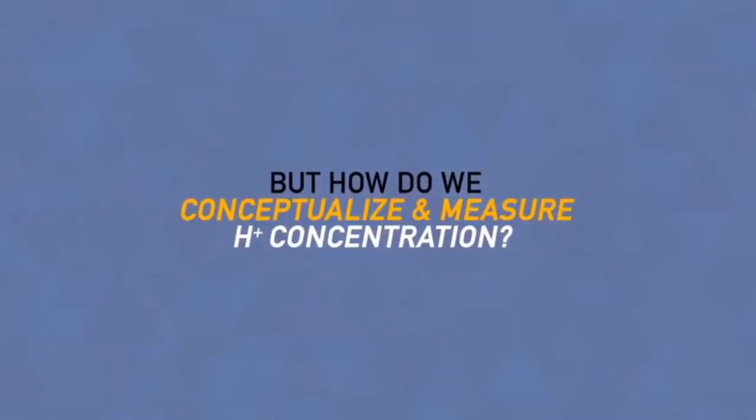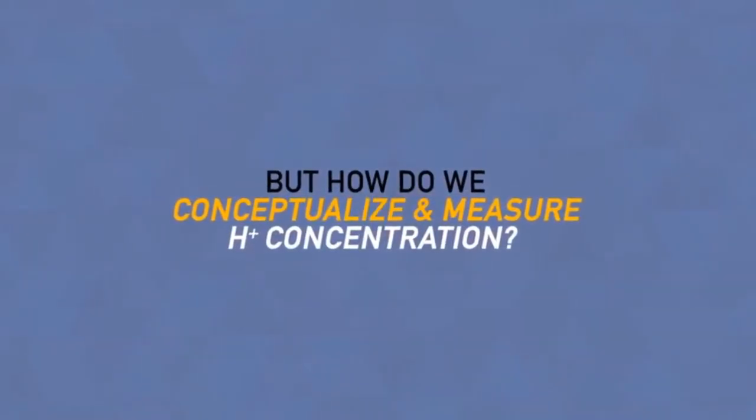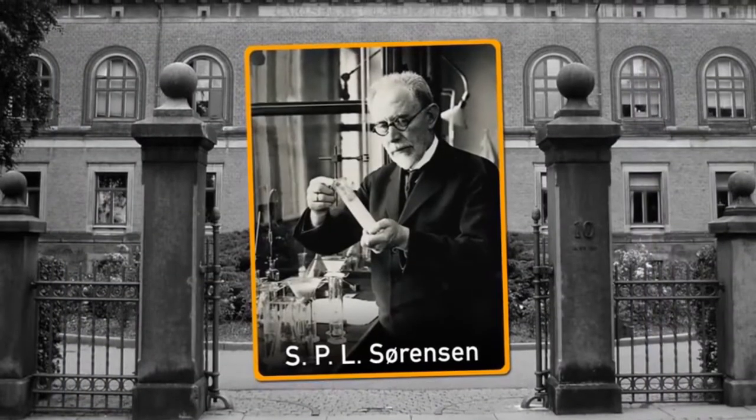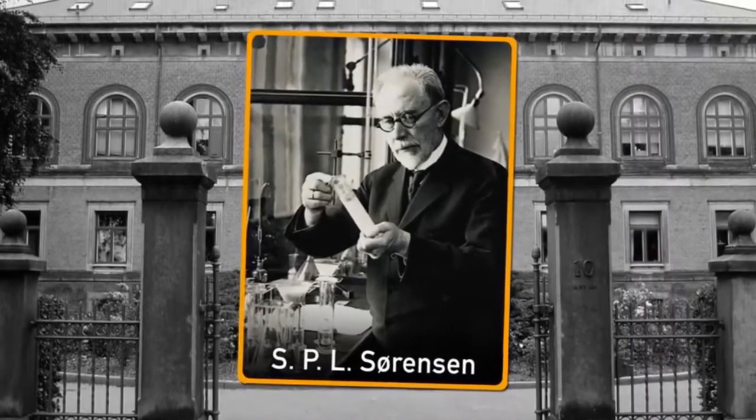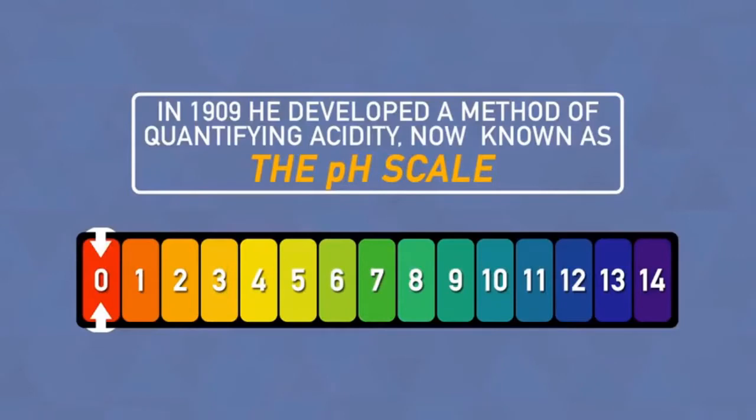But how do we conceptualize and measure H+ concentration? Søren Sørensen, a Danish chemist, pondered this question when he worked at the laboratories of a commercial brewery in Copenhagen. It was in 1909 that he developed a method of quantifying acidity, what is now known as the pH scale.